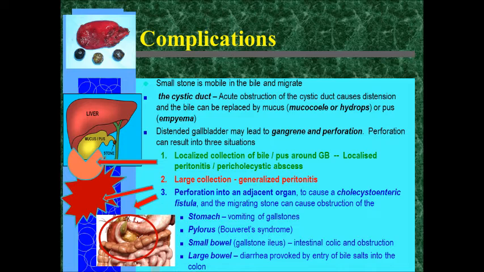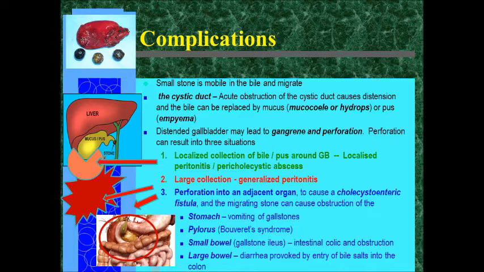The perforation of the gallbladder can result in three situations. 1. Localized collection of bile or pus around the gallbladder, causing a localized peritonitis or pericholecystic abscess. 2. A large collection can spill into the peritoneal cavity, creating a generalized peritonitis. 3. The perforation can happen into an adjacent organ to cause cholecystoenteric fistula, and the migrating stone can cause obstruction of the stomach, causing vomiting of gallstones.